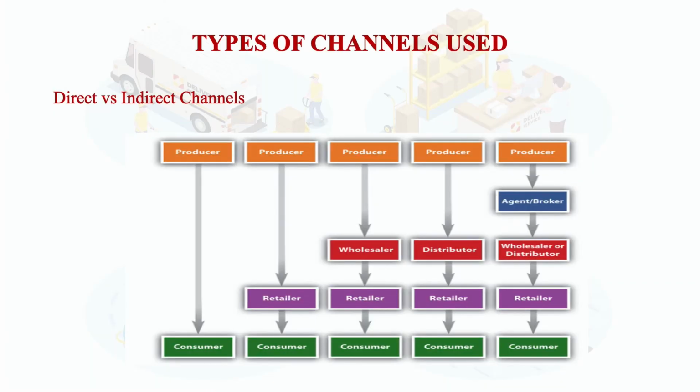Okay, there are different types of channels that are used. Basically, we talk about direct and indirect channels. If you see the leftmost part, there is the producer and the consumer. So there are goods which are sold directly by the manufacturer to the consumers. A lot of your online ordering with the manufacturer himself is an example of a direct channel.